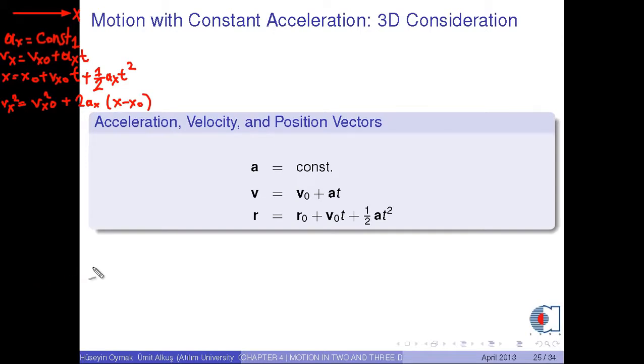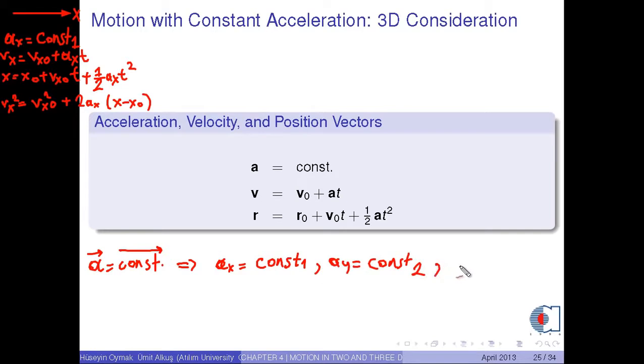We now consider a general 3D motion with constant acceleration. Say a equals constant. With constant acceleration, we mean that all three components of the acceleration vector are constant. That is, ax equals constant 1, ay equals constant 2, and az equals constant 3. This, in turn, means that both the magnitude and the direction of the acceleration vector remain constant at all times.